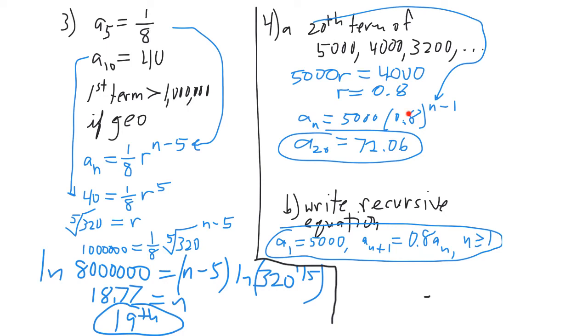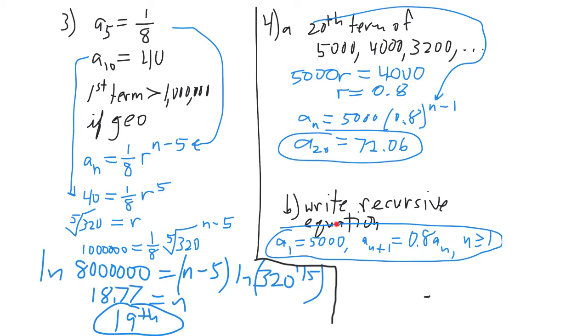I got my initial term and my common ratio. Now all I got to do is plug in 20 for n, and a of 20 equals my answer. The value of the term can be a decimal. That's not a problem. The term number cannot be a decimal.